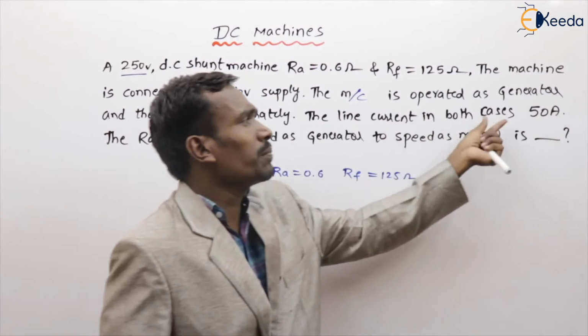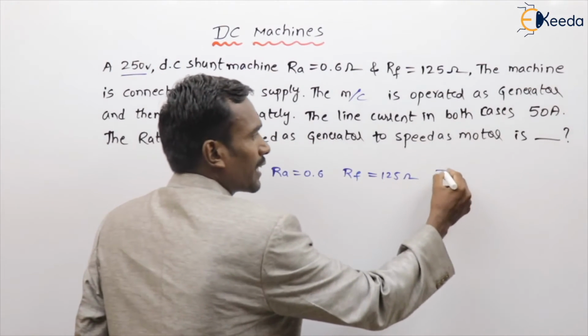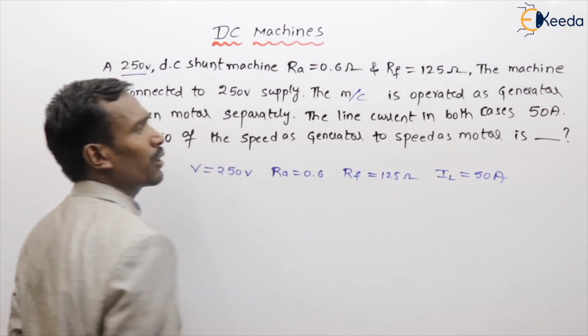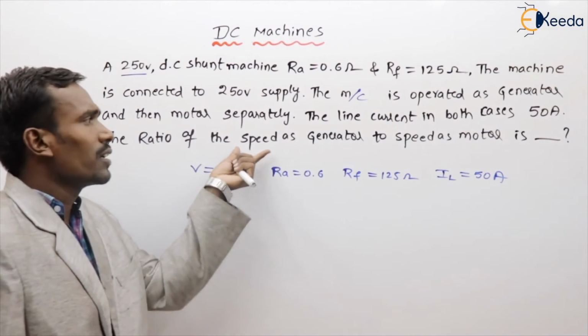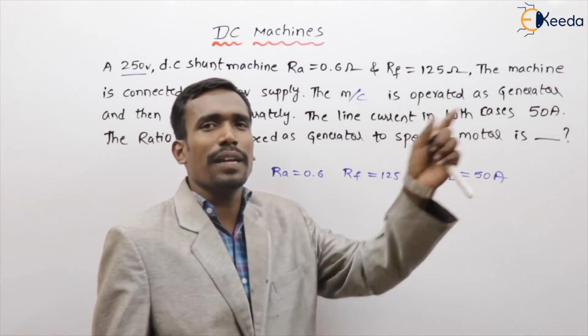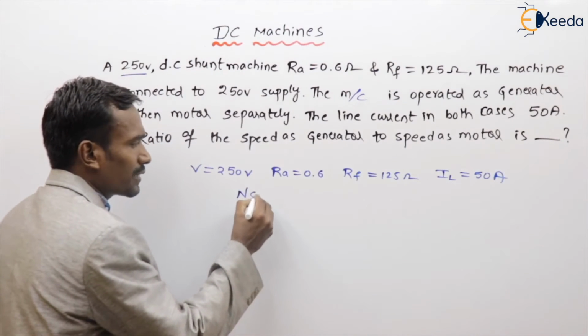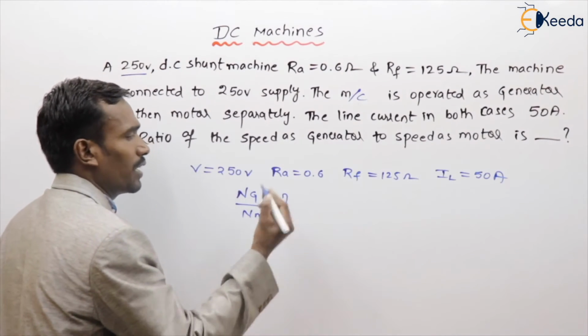The line current in both cases is 50 amperes. The ratio of speed as a generator to speed as a motor, how much is it equal to?